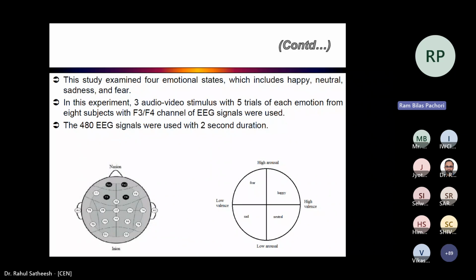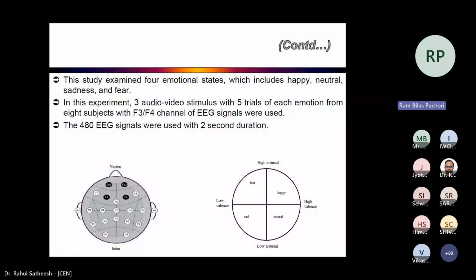And this study has examined 4 emotional states, which include happy, neutral, sadness, and fear. For this experiment, 3 audio-video stimuli with 5 trials of each emotion from 8 subjects, with F3, F4 channels of EEG signals, have been used. And 480 EEG signals were used with 2-second duration.